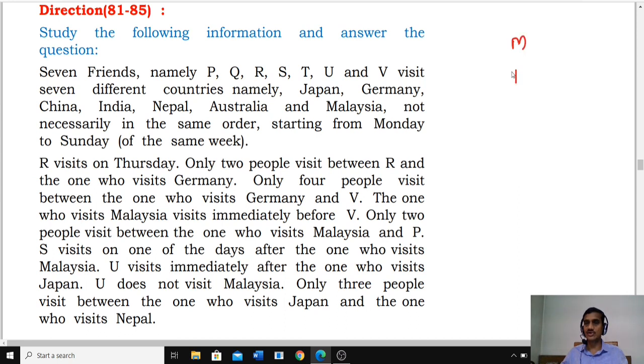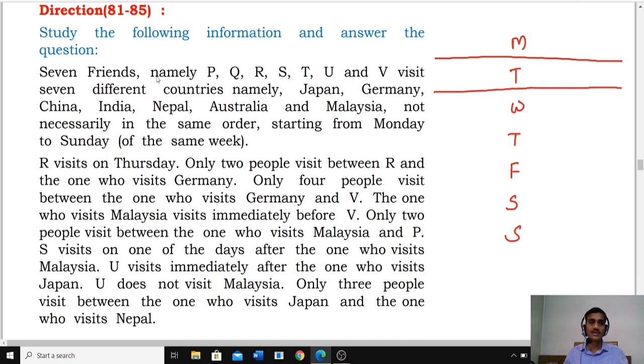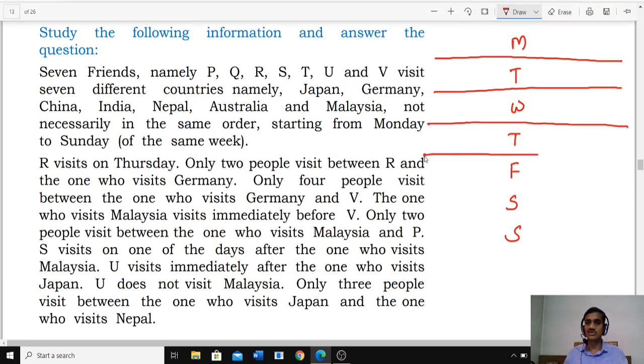Monday, Tuesday, Wednesday, Thursday, Friday, Saturday and Sunday. Altogether, there are 7 days in this week. 7 friends, P, Q, R, S, T, U and V, visit 7 different countries, namely Japan, Germany and so on, starting from Monday and ending on Sunday.